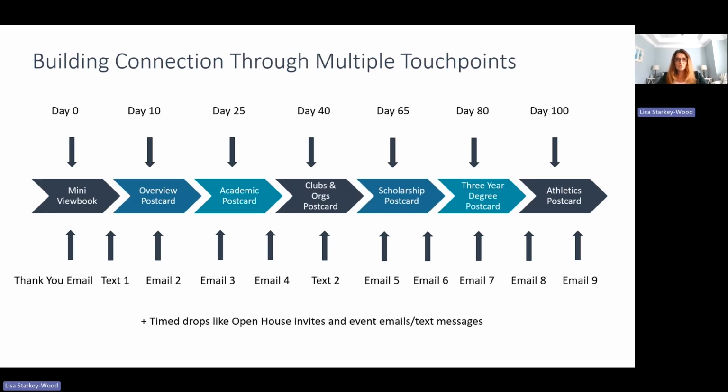So having those touch points throughout the cycle, and then having your emails and texts offset when you're hitting them with those postcards, and having it be information and content that's aligned and personalized, and having those time drops where you're saying, okay, we've got an open house coming up in October. Let's plan to have the open house invite send 6 weeks out, and then have a couple of emails that accompany that as well.